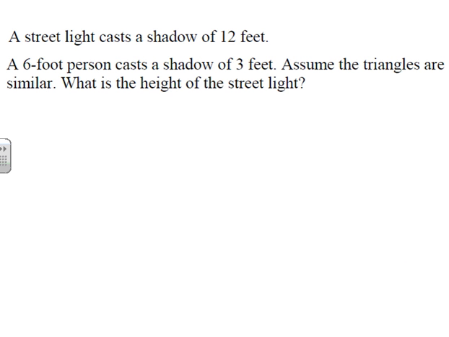Now we're going to move on to some word problems. This one says a street light casts a shadow of 12 feet. A 6-foot person casts a shadow of 3 feet. Assume the triangles are similar. What is the height of the street light? To start, we're going to sketch out a picture. So we're going to draw a street light.